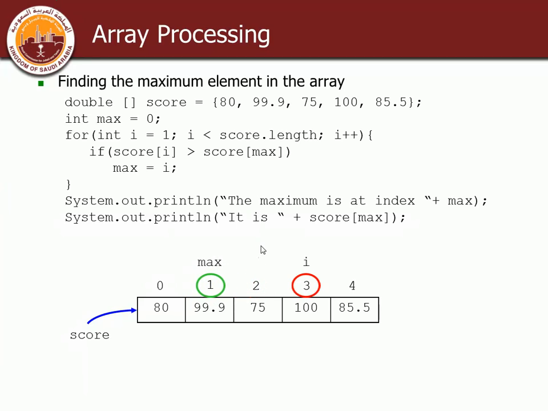And then I keep doing the same thing. When I find the bigger one, I just move the max to that position. And when I'm done, I end up with the position of the maximum. Actually, at the end, I is equal to 5.